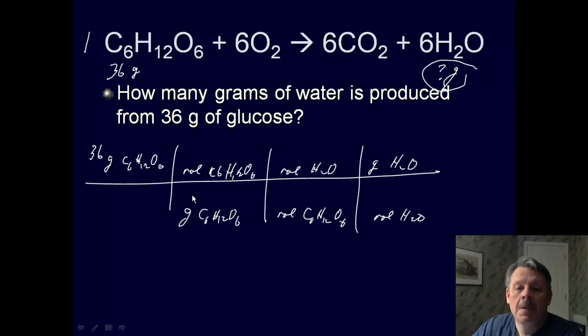So let's see, we have 180 grams of glucose in 1 mole. We just did that. We have 1 mole of glucose to 6 moles of water. And 1 mole of water weighs, well, you have to figure out how much water weighs, and that's 18.015 grams. So when you actually multiply across the top and divide by everything on the bottom, you get 22 grams of water.